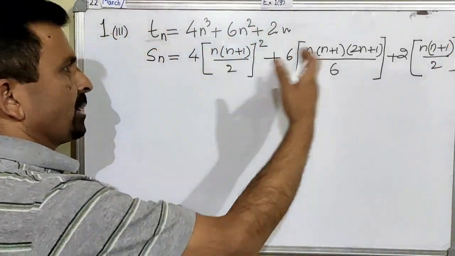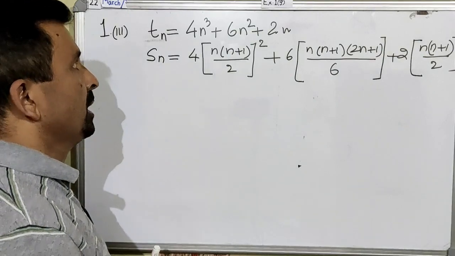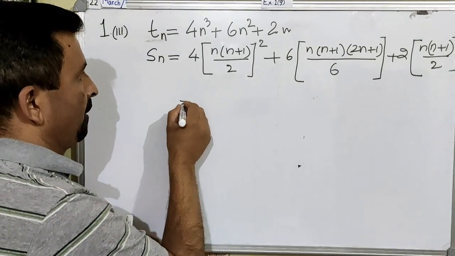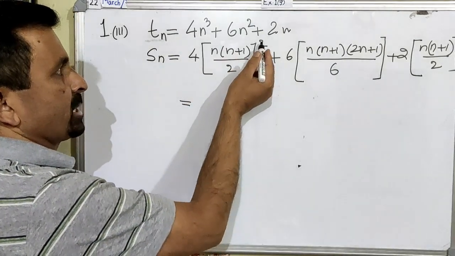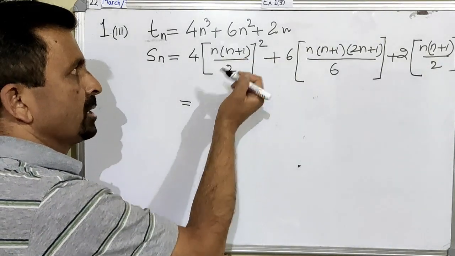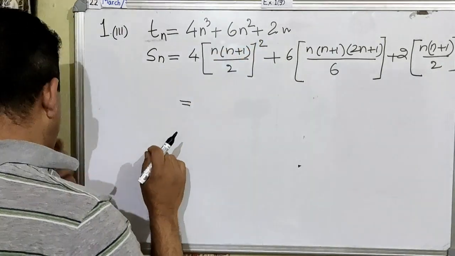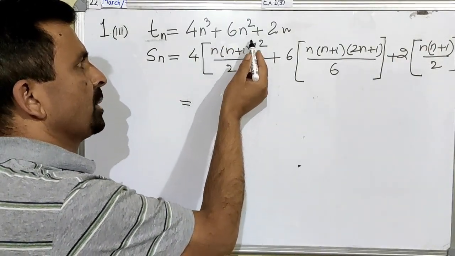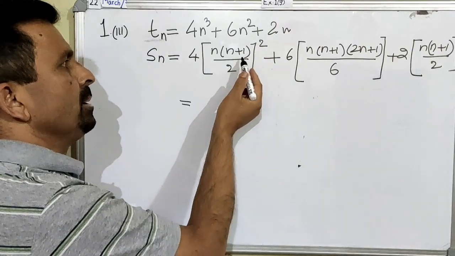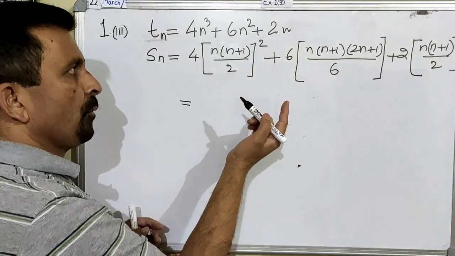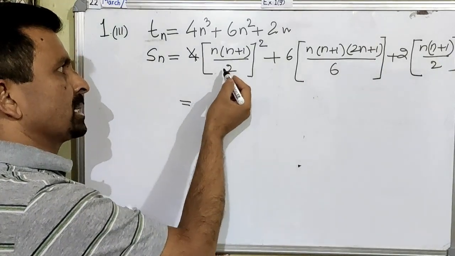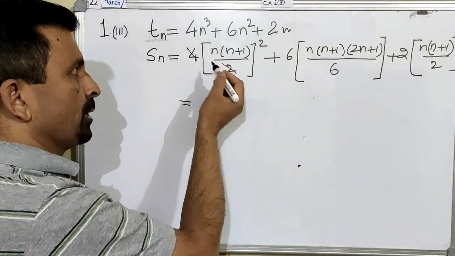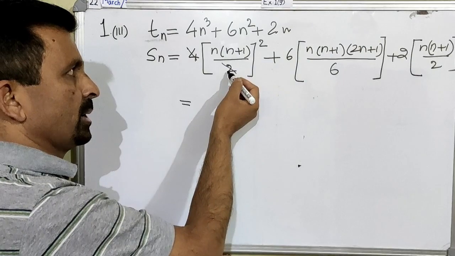Is it okay? We just have to simplify this part, and that will give you the sum of n terms of the given series. Let us start. Outside the bracket there is a square sign. When I apply the square, this n becomes n square, this n plus 1 becomes whole square, and this 2 also becomes square, so it becomes 4. And outside we have 4, so we will cancel this 4 with the outside 4, because we are applying the square on this one.